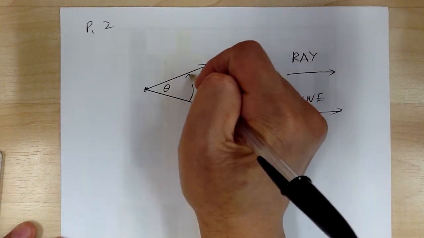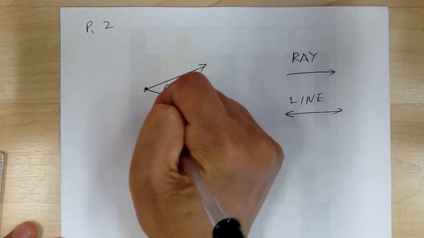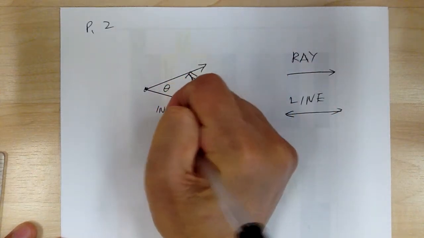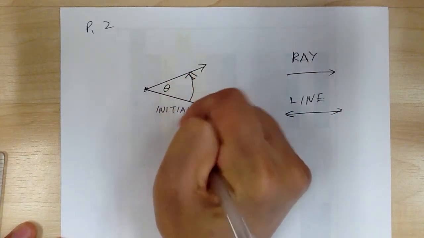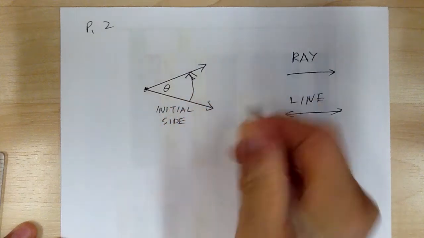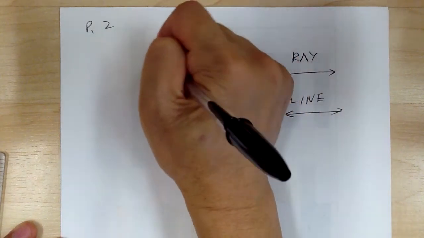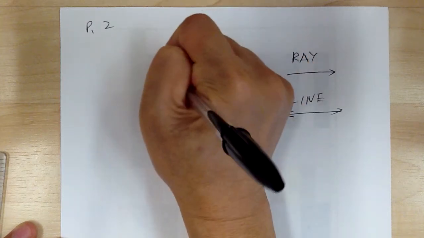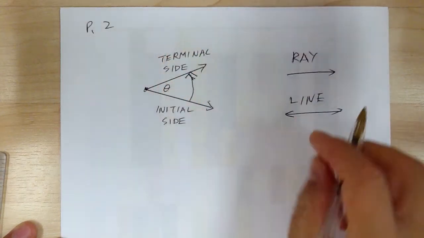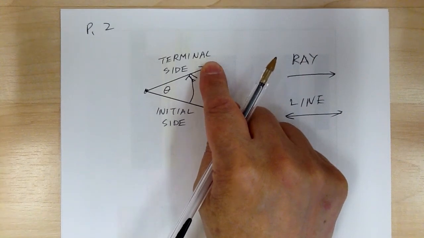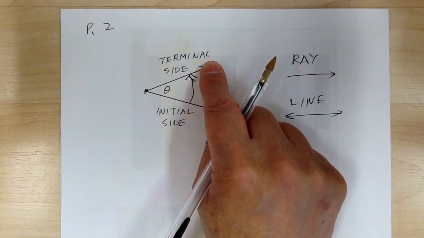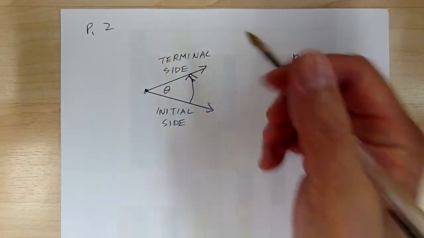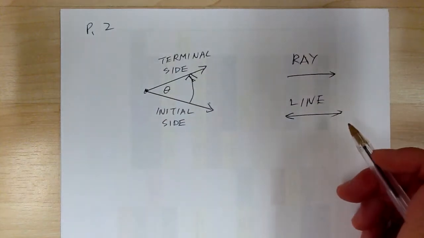The part that you start out is called the initial side, and the side where you stop is the terminal side. The word terminal means the end, right? So if a person is terminally ill, it means the life is going to end. So think about the word terminal. Again, terminal means the end. That's where it stops.